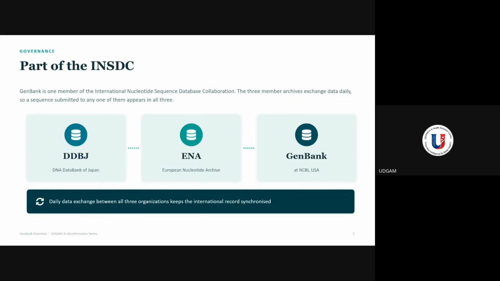The second point I would like to mention is resilience and sovereignty. Three geographically and politically distinct institutions hold a synchronized copy of the world's public nucleotide records. So if one goes down because of funding, policy, or infrastructure problems, the others will survive, or will act as a buffer or supplement for the other database. This is how the triad of three databases is constituted by the INSDC, the International Nucleotide Sequence Database Collaboration.